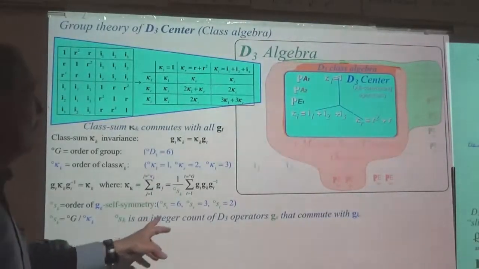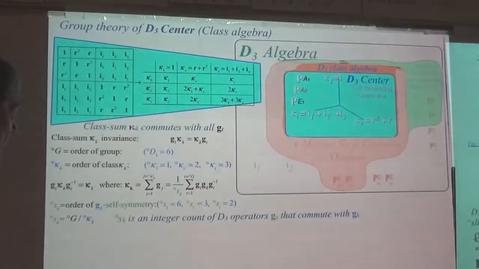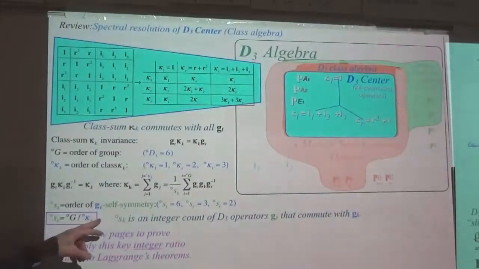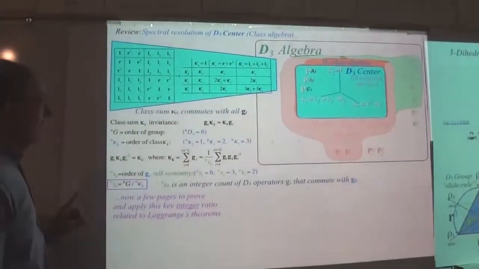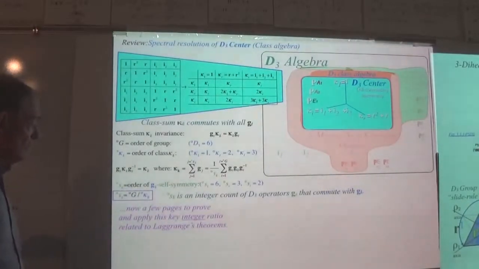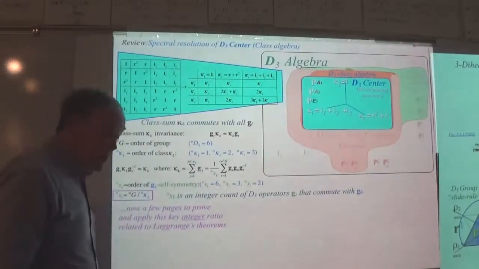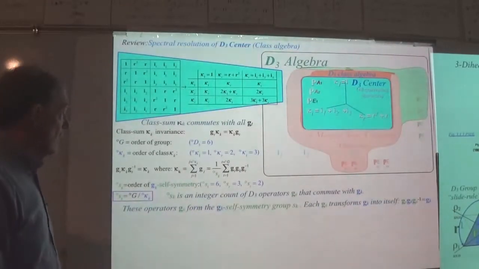Okay, this is an integer count of D3 operators that commute with GK. That's a key number. And this ratio is important. The ratio of that to the order of the group, 6. Okay, and what's interesting is this is always an integer. And we can show that. So we need a few pages now of real group theory. This is actual group theory that you get in a group theory class that had no physicist in it. And we're going to apply this, a key integer ratio, and sort of prove what we've already said, that it always is an integer. That is, I think, an important point here.